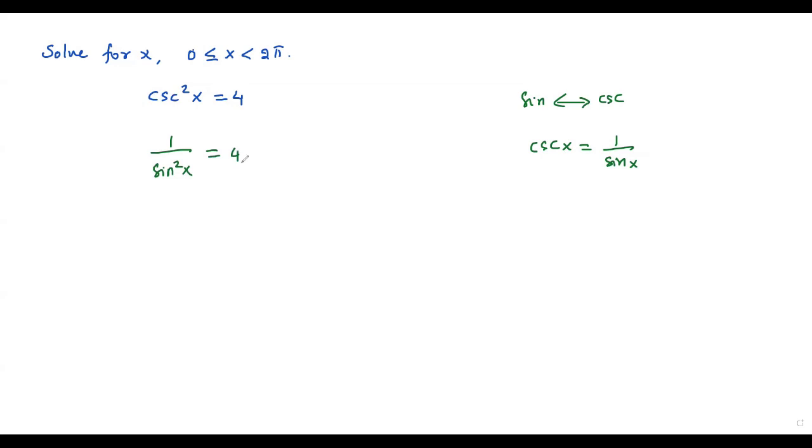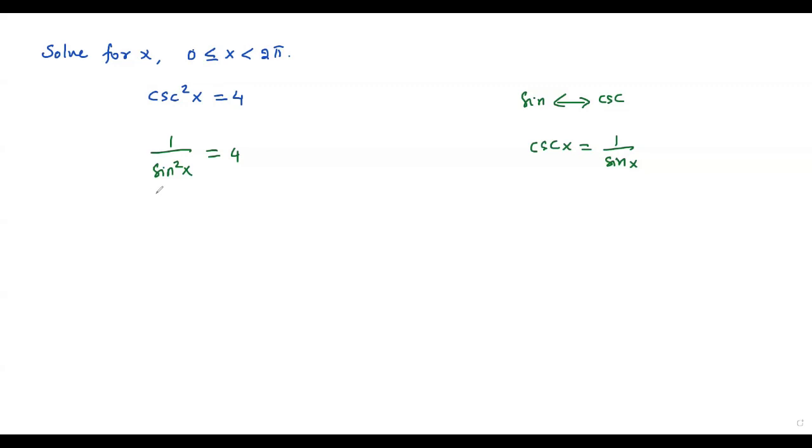Here you have a question: for what reason do we have to change this cosecant to sine x? If I convert this to sine x, I'll be able to get the angle measures easily, either from a trigonometric ratio table or from the unit circle. That's why I convert this cosecant to sine. Now I got 1 over sine square x equals 4.